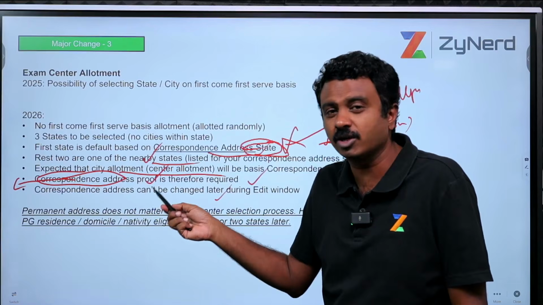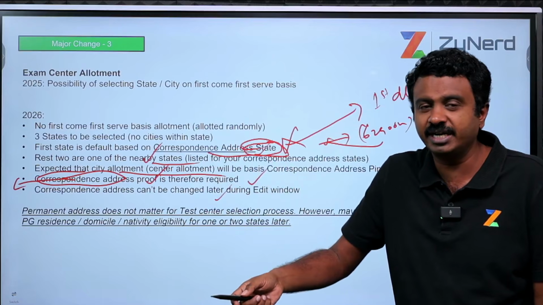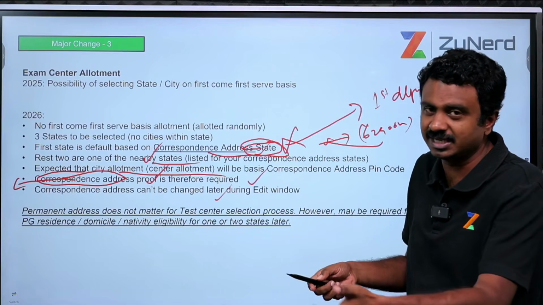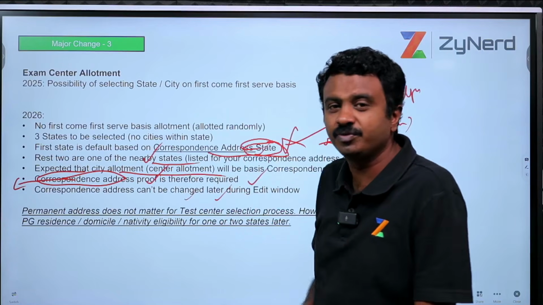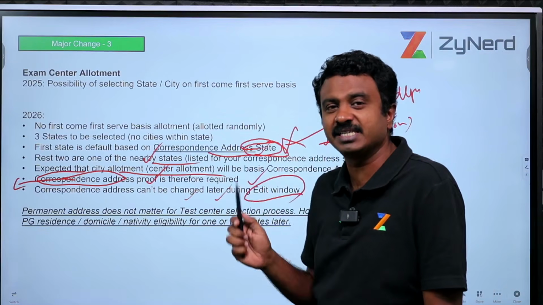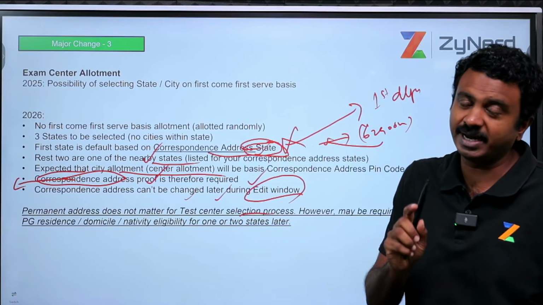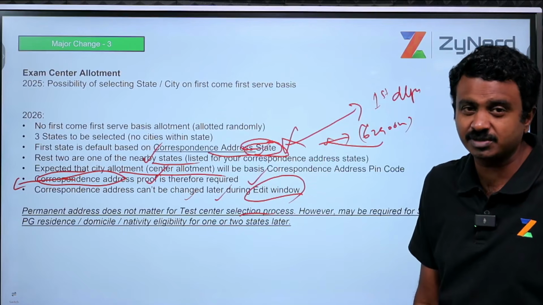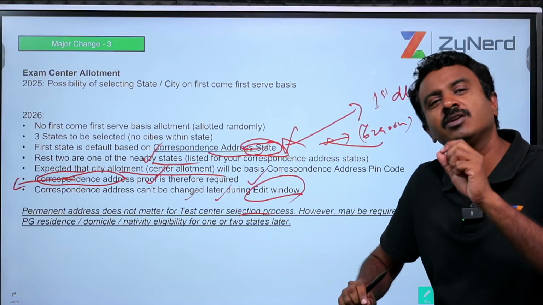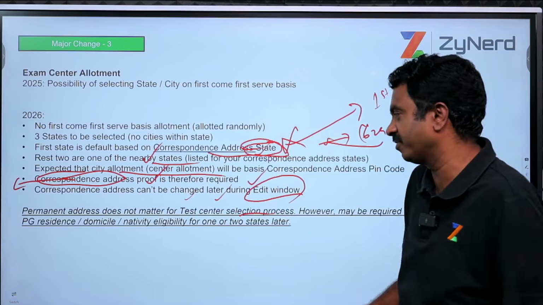Once you do this, this cannot be changed during the later edit window, like 30th July to 10th August. There is an edit window, and the next one from the 25th onwards, sorry about that. In that window you will not be able to change this correspondence address or the test center selection. So be very clear before submission. Permanent address does not matter for test center selection, only correspondence address matters, and proof is only required for the correspondence address. Lot of proofs including a self declaration, you just declare, sign it and put it on a stamp paper, that is also enough.